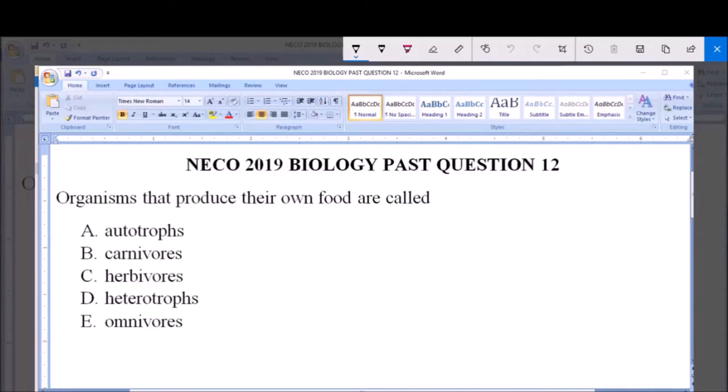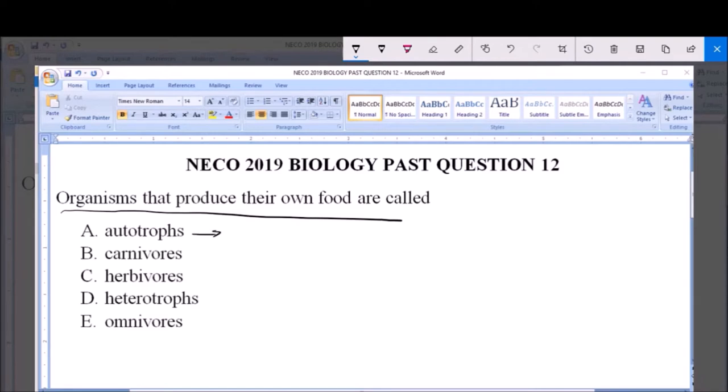I will be answering NECO 2019 biology past question, question 12. Organisms that produce their own food are called: A. Autotrophs, B. Carnivores, C. Herbivores, D. Heterotrophs, and E. Omnivores. Now, we're asked to pick an option which is described as organisms that produce their own food. Option A here says autotrophs.